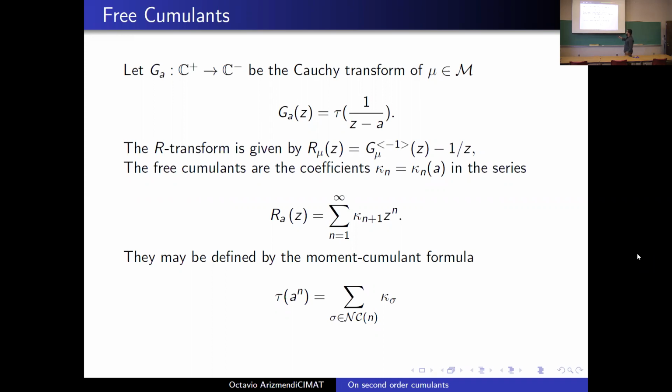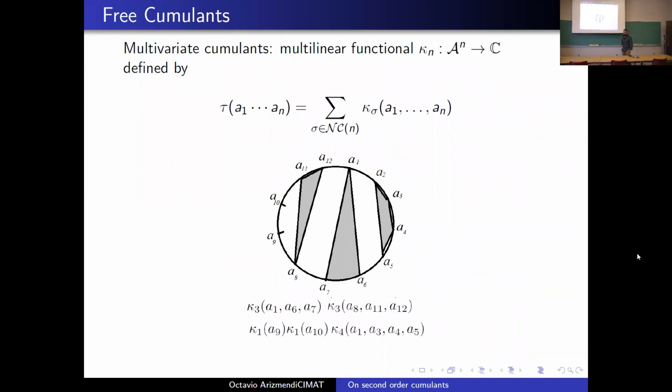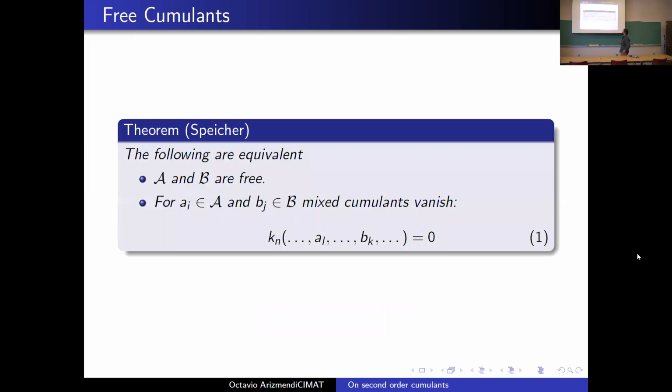Okay, but then we have this moment cumulant formula, which just says that you can calculate a moment in terms of these cumulants. And this is the multivariate case, where I take any functional on a product. It is just the sum over non-crossing partitions, and then how to calculate this is just the product of the cumulants on the entries. Okay, this is just a reminder. If there is any question here, I suppose not, then I can continue.